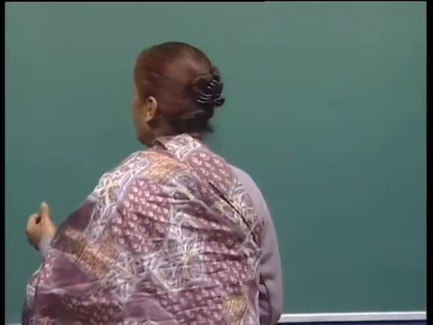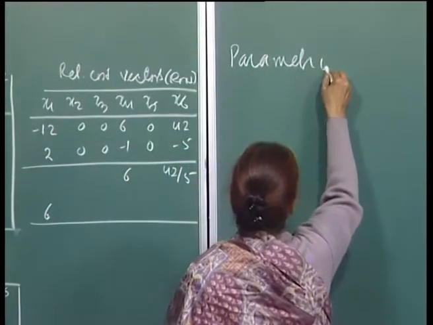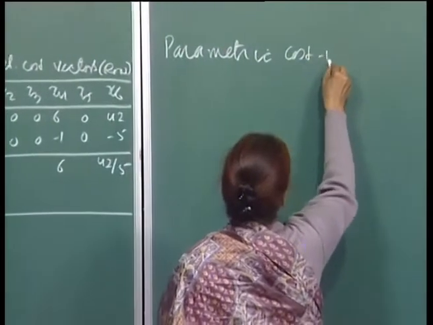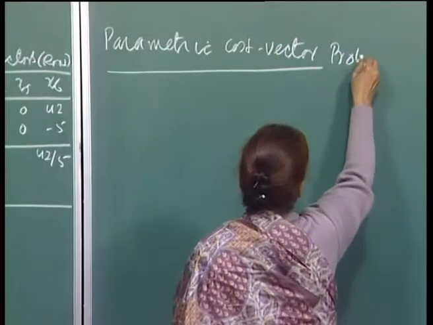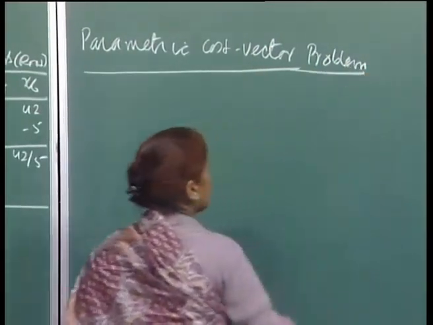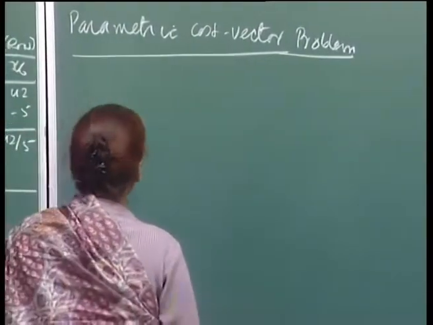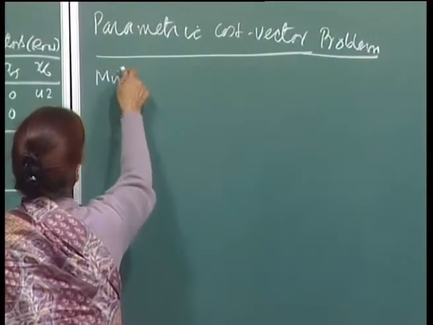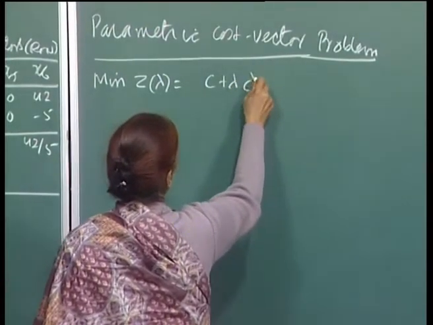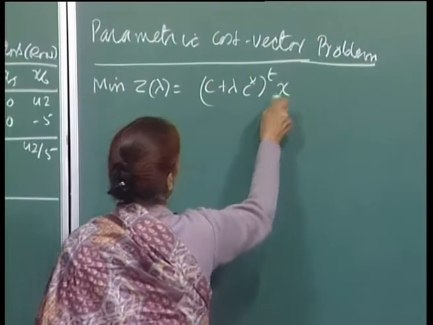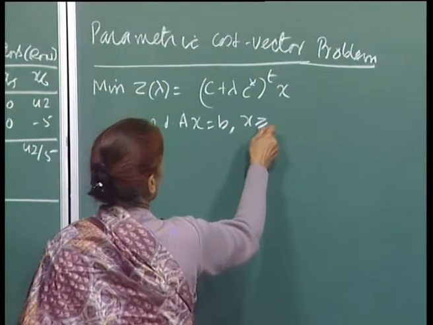I will now talk about the parametric cost vector. I told you that this is nothing but the dual of the parametric right hand side problem, but we will handle it independently. So, the problem would be minimize z(lambda) equal to (c plus lambda c star) transpose x subject to Ax equal to b, x greater than or equal to 0.